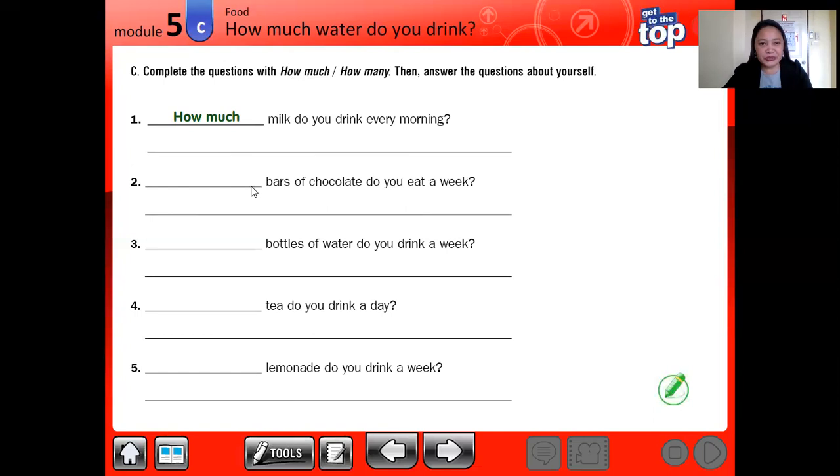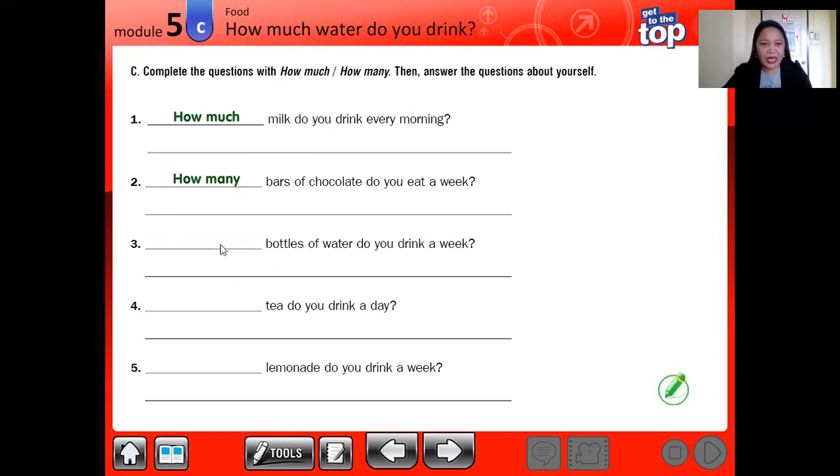Okay, number 2. Bars of chocolate do you eat a week? Bars, meaning to say we can count this. Bars of chocolate. So we use how many? Because bars of chocolate, we can count them. So we use how many. All right, then you are going to give me the answers later.